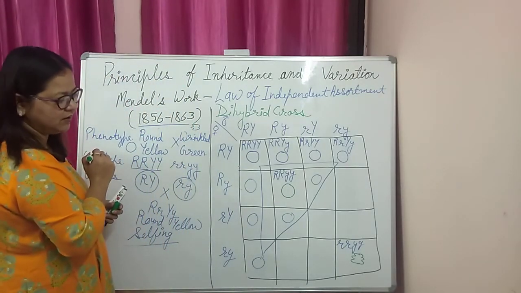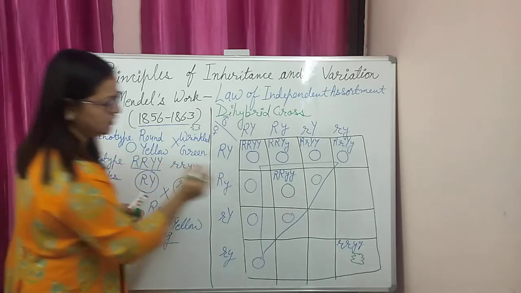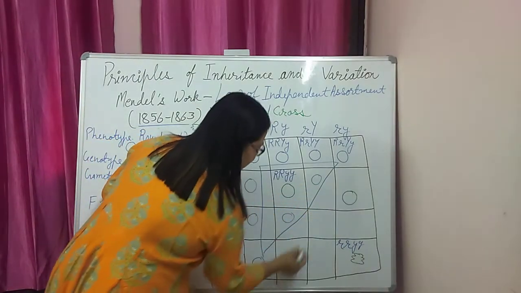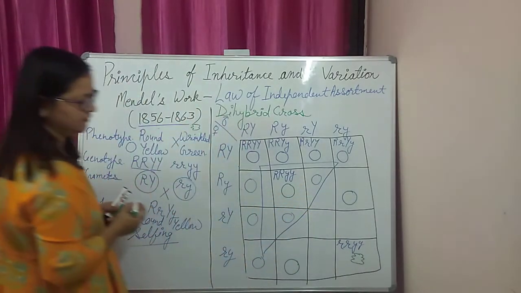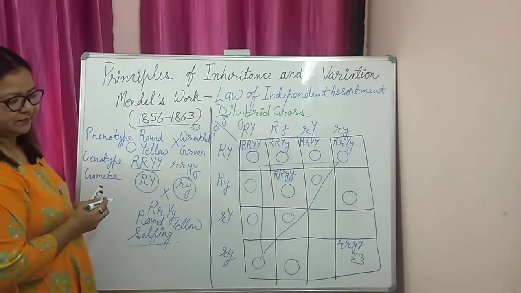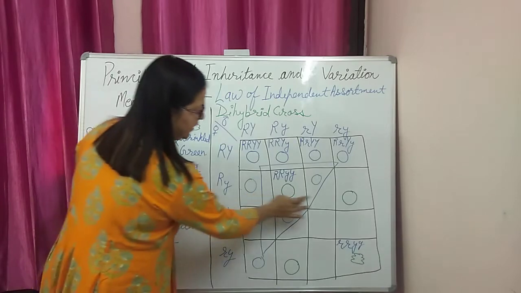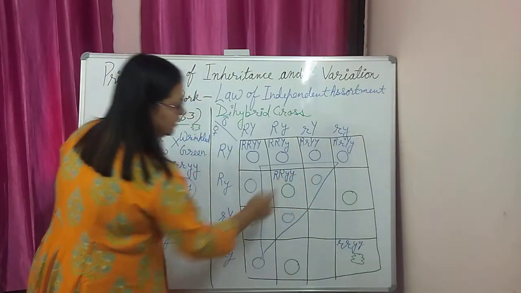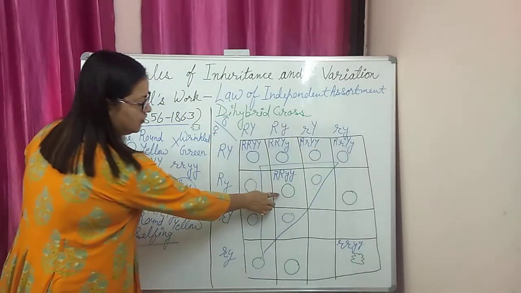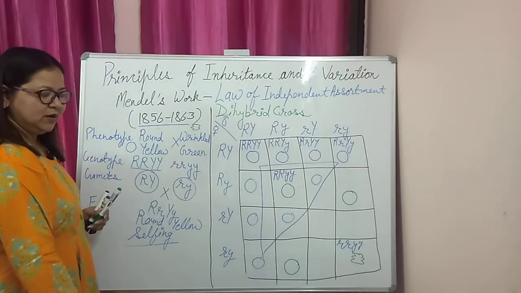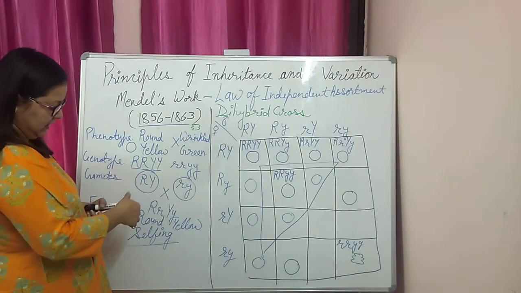Where will you find these round and green seeds? You can write it in these three squares. Okay, so you can write the genotype, then you will find that in these three squares you will get the phenotype round and green.